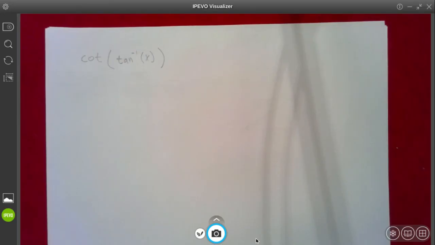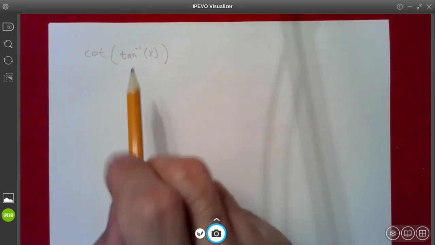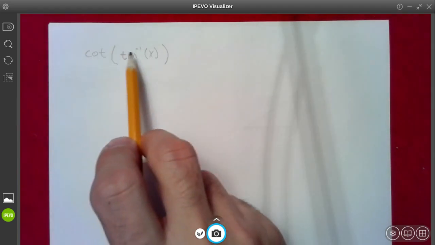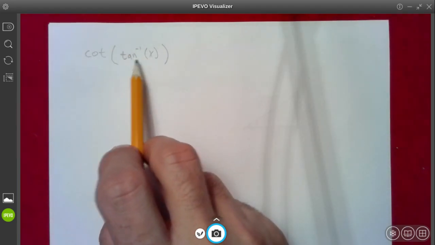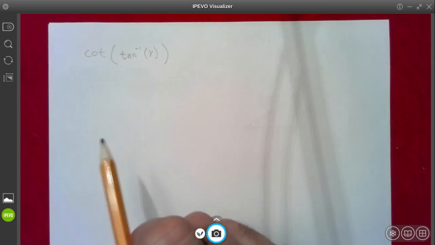Okay, so these are the ones that always used to catch me off guard. Not because it's the cotangent and inverse tangent, but because of the input. It was just an x.